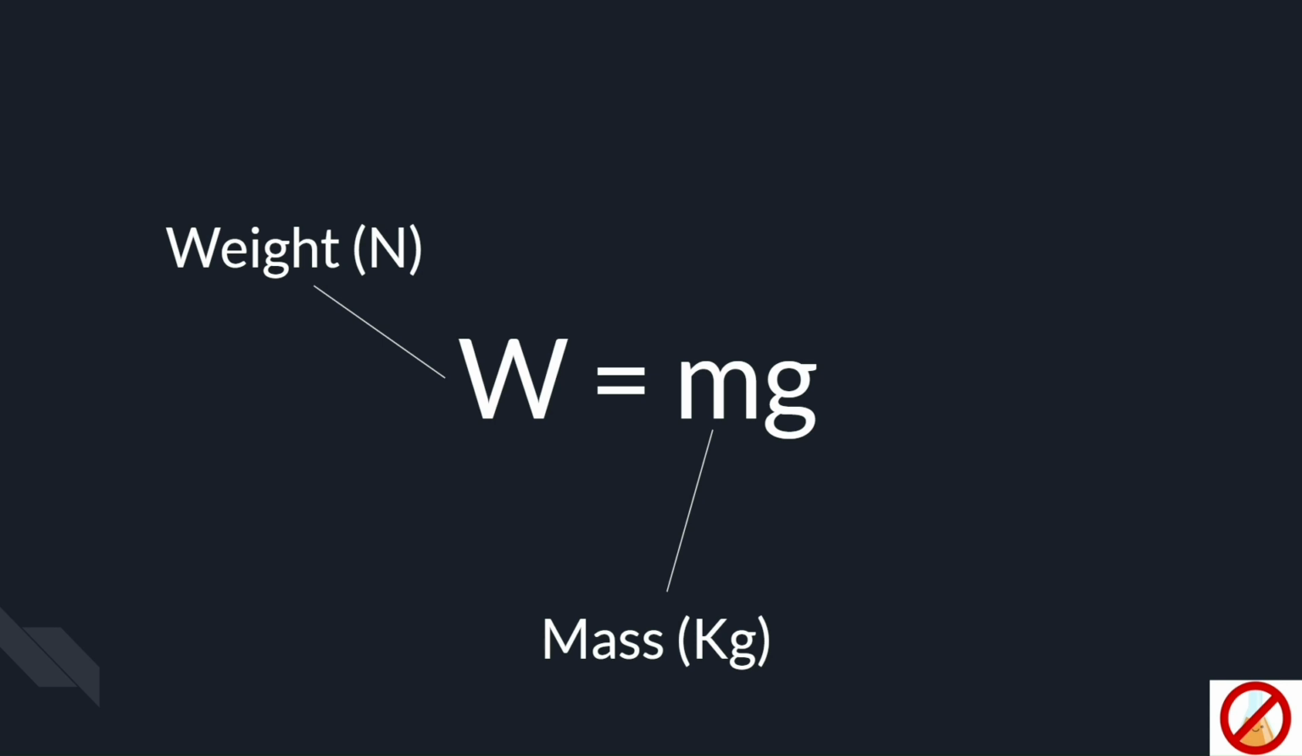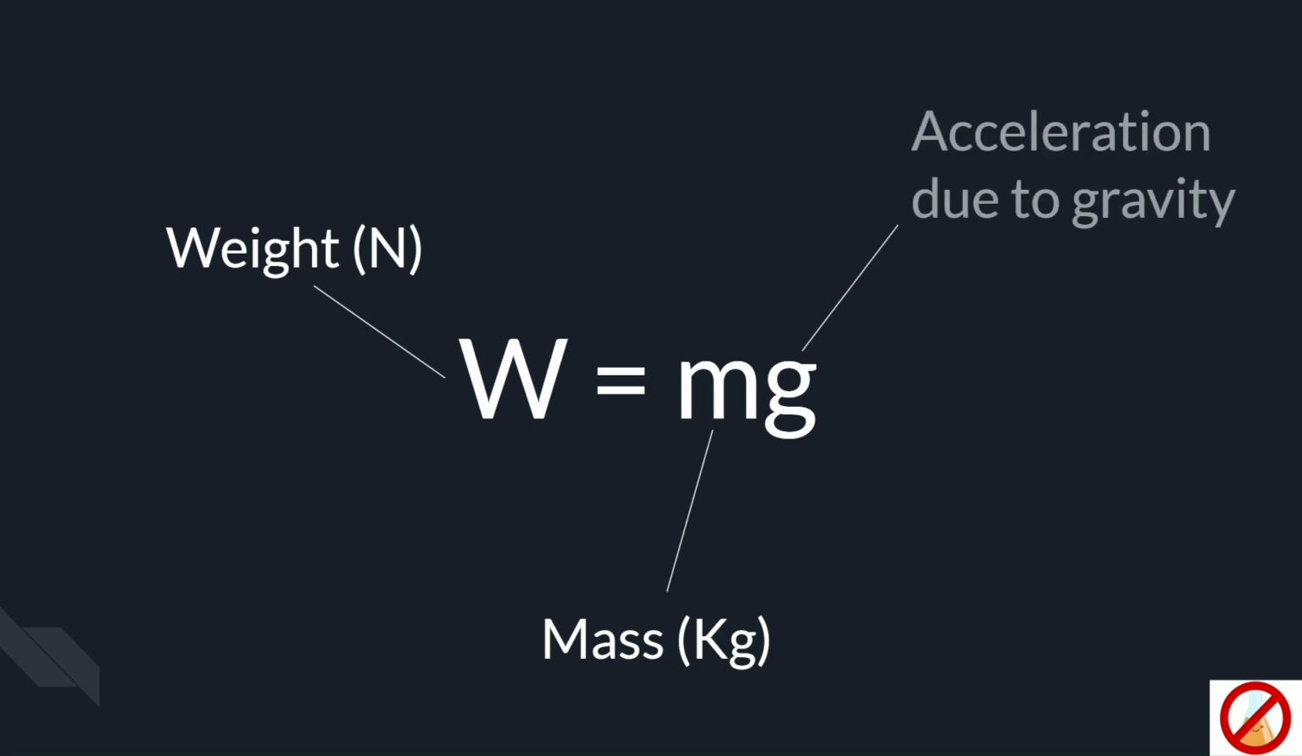Our unit will be kilograms. And we have g, that's our gravitational acceleration. The unit would be meters per second squared since it's an acceleration. And we usually just round it up as 10. So in order to calculate something's weight, we have to take the mass and multiply it by 10 if we were on Earth to get the weight of the object.